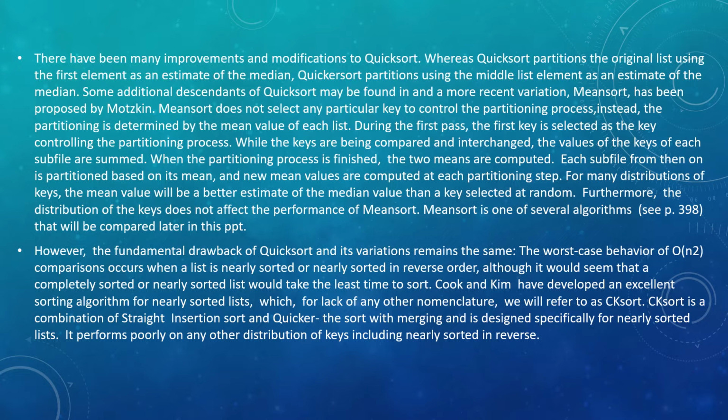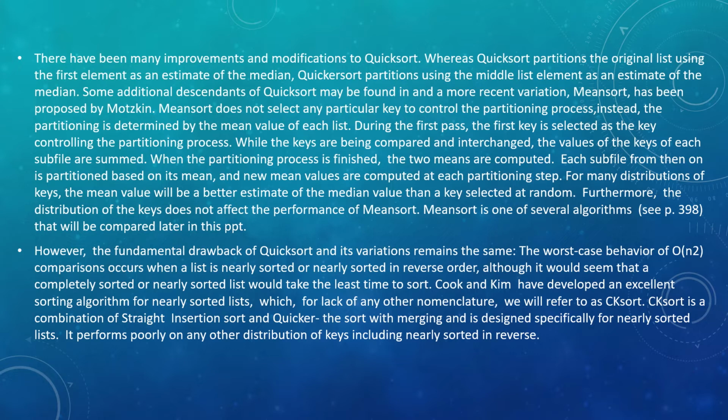However, the fundamental drawback of quicksort and its variations remains the same. The worst case behavior is big O of n squared comparisons. It occurs when a list is nearly sorted or nearly sorted in reverse order. Although it would seem that a completely sorted or nearly sorted list would take the least time to sort, Cook and Kim have developed an excellent sorting algorithm for nearly sorted lists, which for lack of any other nomenclature we will refer to as CK sort.